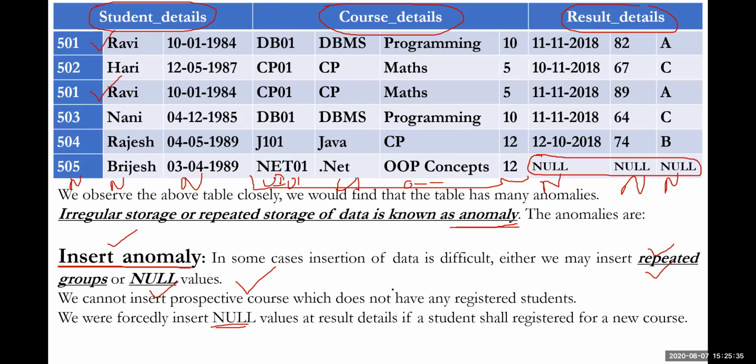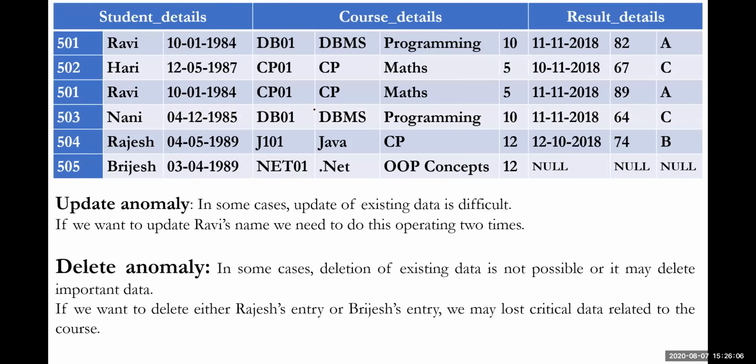So simply you must remember two points in terms of insertion anomaly. Insertion anomaly will exist when repeated groups of data or redundant data are available in the table or in the schema, or when you are forced to enter null values. During these two kinds of situations, insertion anomaly will be there in our table. Then the same kind of data you could see. I have given the same kind of data several times.